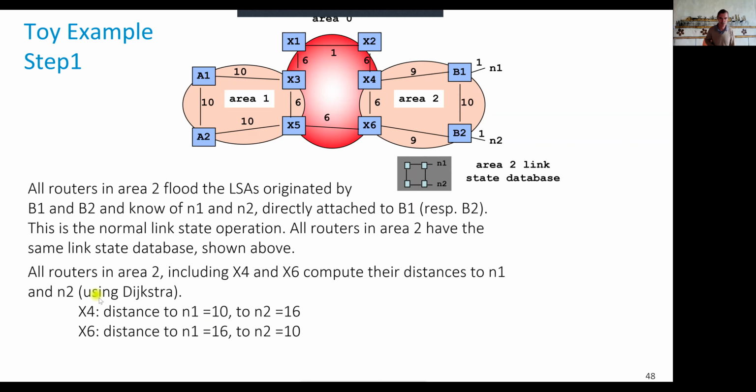For example, X4 will compute a distance to N1, which is equal to 10. X4 will run the shortest path, and 9 plus 1 here, this is the shortest path. And also we'll know the next hop, which is B1, in order to go to N1. X6, in contrast, in order to go to N1, will have a different distance, and the next hop will be X4 here. So this is what we saw an hour ago. This is the link state principle inside area 2.